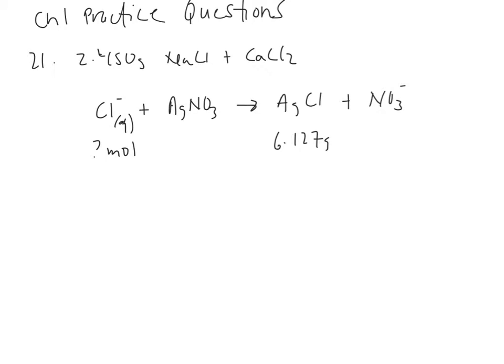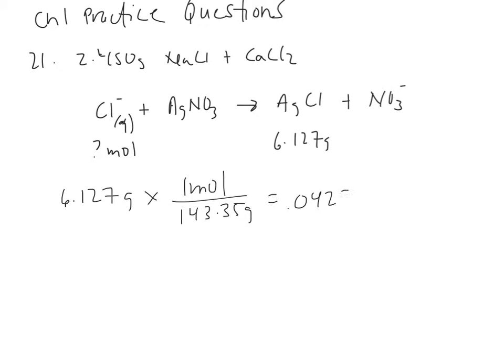So 6.127 grams of AgCl is going to be a molar amount of, I've got a molar mass of 143.35. So that's giving me 0.0427, I believe it is, moles.